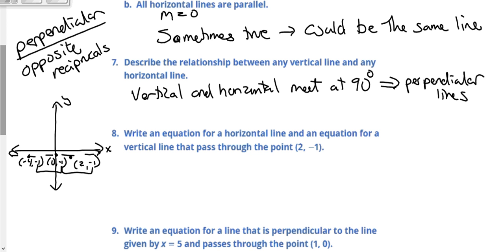I also notice that the horizontal line crosses the y-axis. So that tells me that it's going to be y equals whatever the y coordinate is that it needs to pass through. In this case, my y coordinate is -1. It doesn't matter where I go along this line, my y coordinate is always going to be -1. So the equation for the horizontal line is y equals -1.